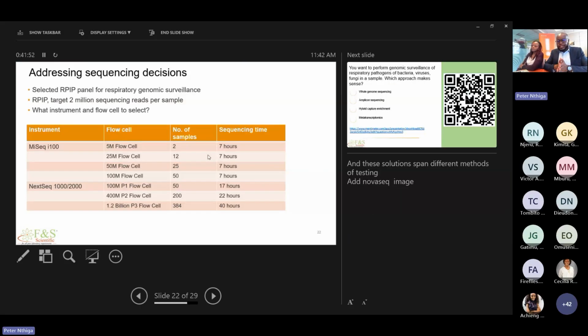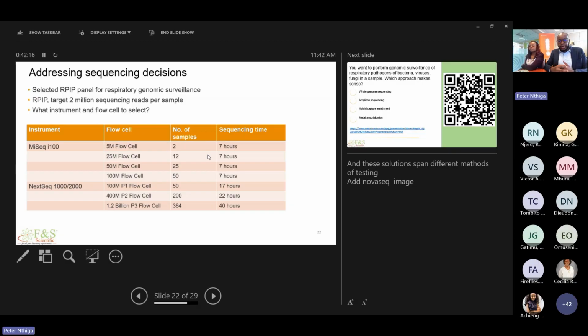So let's address now the sequencing decisions that we need to make. Let's say we've settled it is an outbreak, we don't know what's circulating, we don't know whether it's a bacteria, a virus, or a fungus that's wreaking havoc. And we decided to select the RPIP hybrid enrichment panel to do our respiratory genomic surveillance or outbreak response.